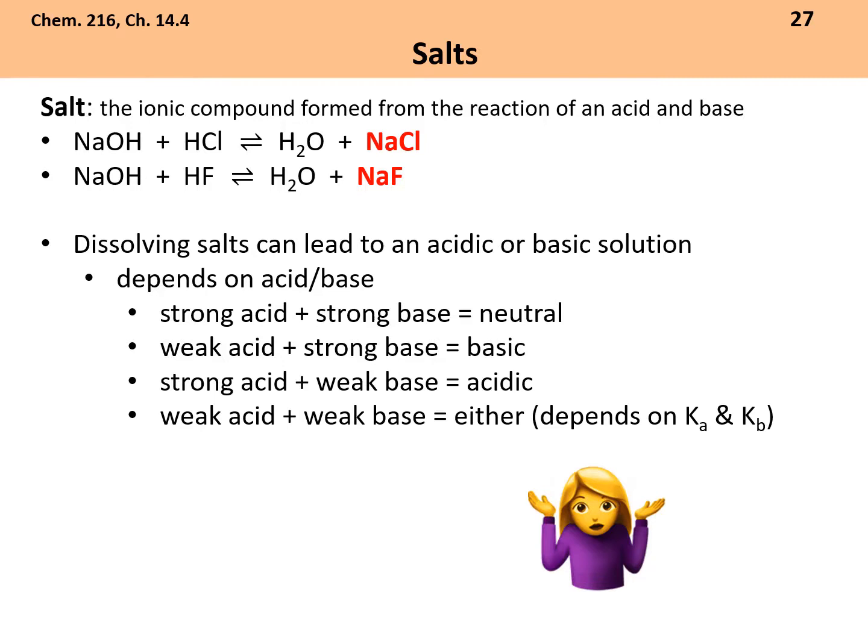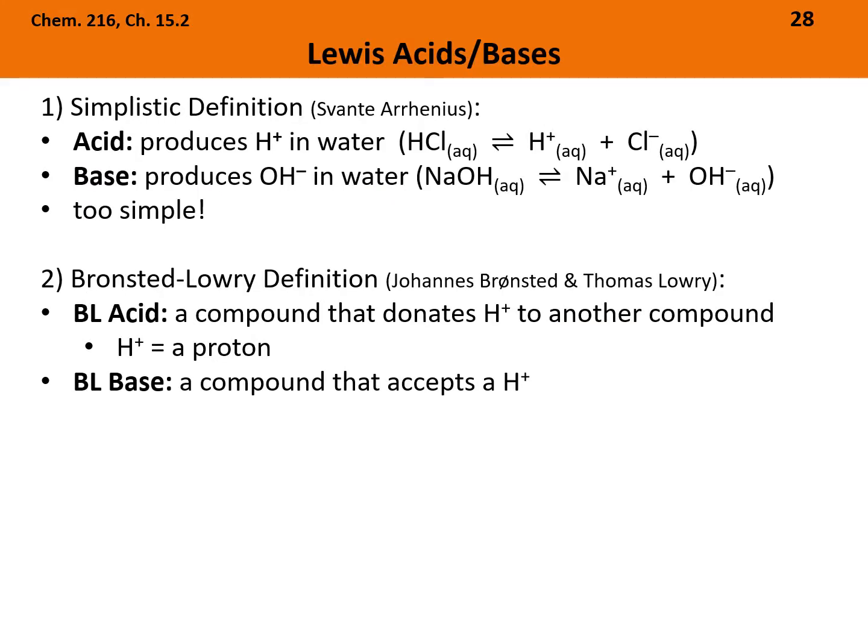So for instance, NaCl comes from a strong acid and a strong base. So it actually gets you something that's neutral, okay? If you have a weak acid like HF and a strong base like NaOH, you end up with a basic salt. The reverse will get you an acidic salt. And if you add a weak acid and weak base, you get something that's either one. Okay. All right.